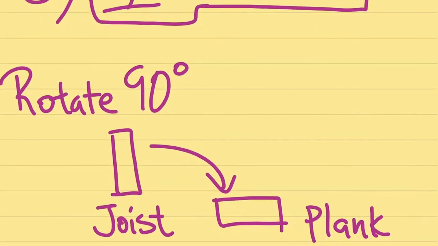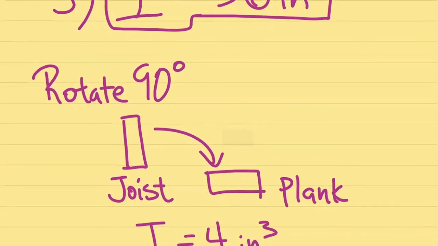One of the things I want to point out is that this moment of inertia is really dependent on orientation. So when it's upright like this, we call that a joist, and if we lay it sideways where the base is wider than the height, we call that a plank. And if you rotate this piece 90 degrees, that moment of inertia drops from 36 to 4. And that should be inches to the fourth power, not cubed. Sorry. And that represents about a 90% reduction in moment of inertia just in that orientation.